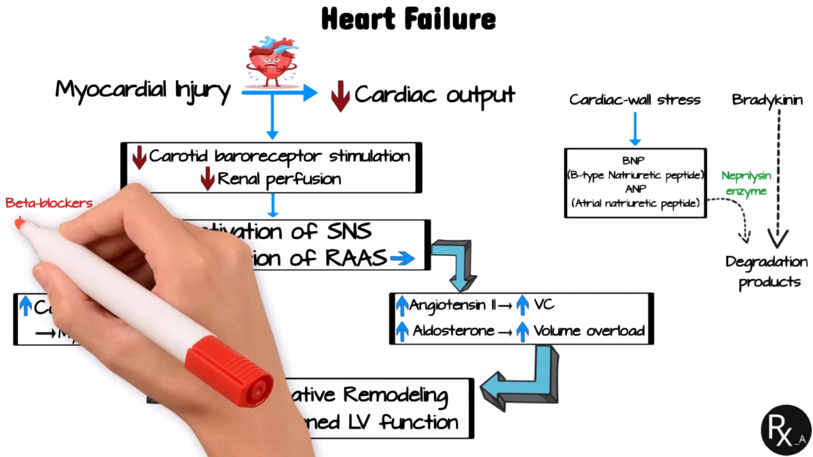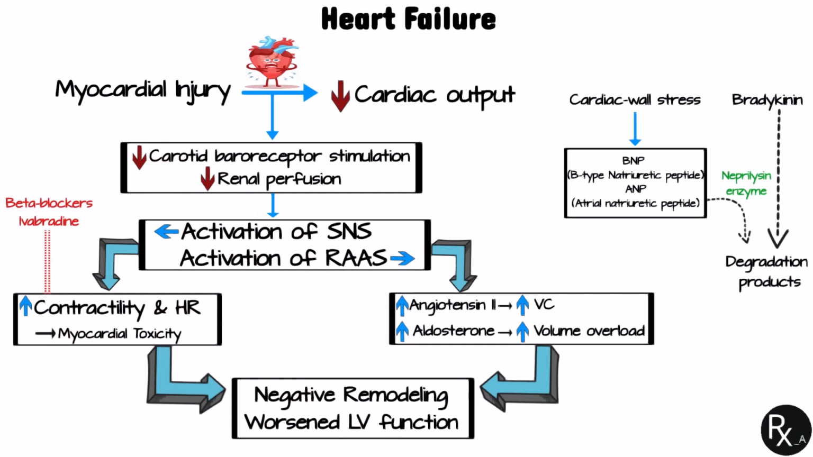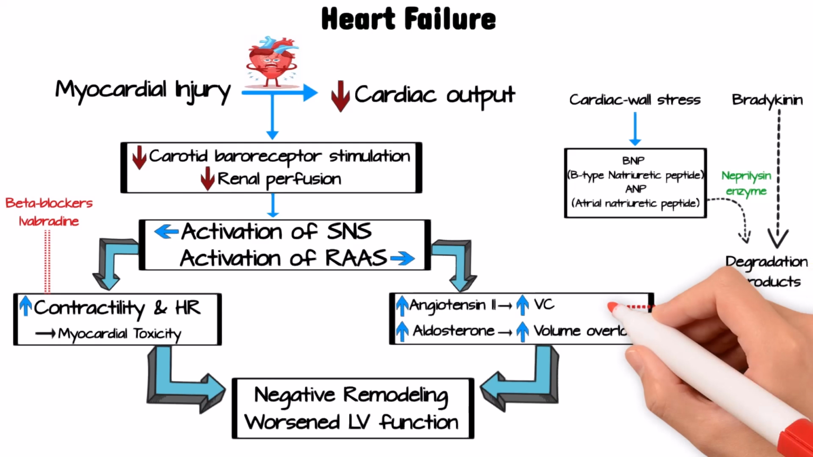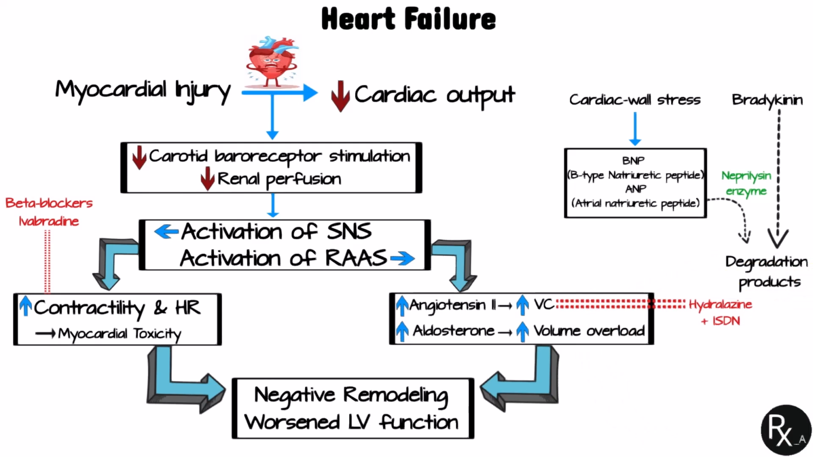Both ivabradine and beta blockers mainly lower the heart rate and contractility. Hydralazine and isosorbide dinitrate both have vasodilator effects on the smooth muscle of the arteries. Angiotensin receptor neprilysin inhibitors block the neprilysin enzyme, which inhibits it from breaking down natriuretic peptides.